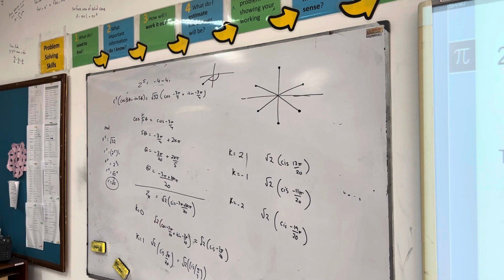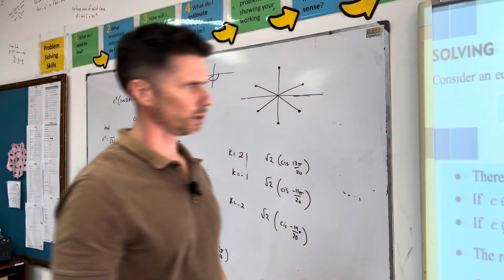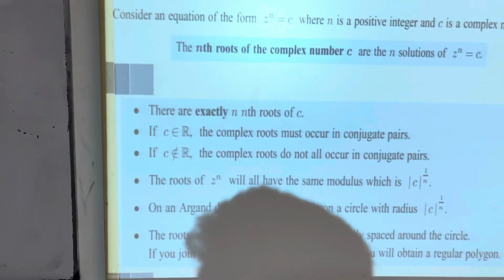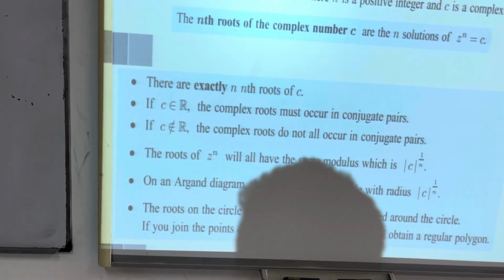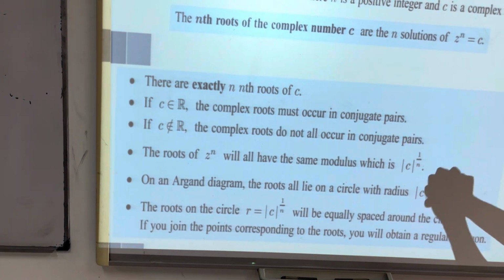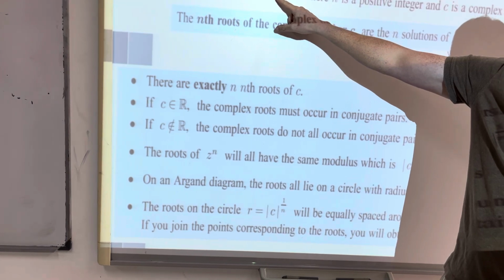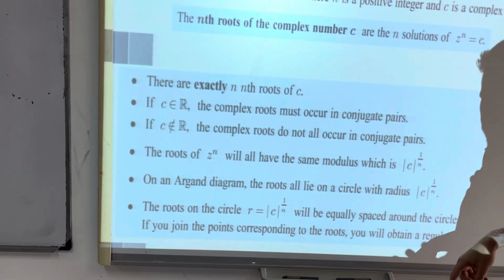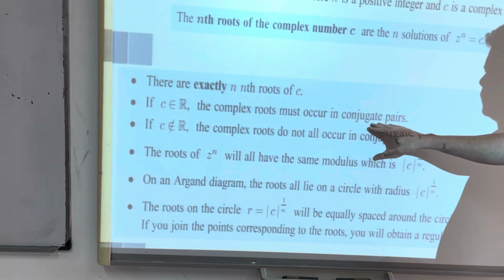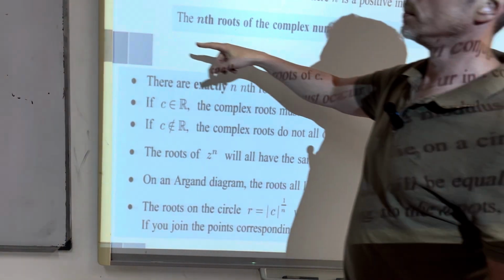Okay, so some of the properties that you noticed, they read a bit weird. There are exactly n roots of c. So it's the power of n. If it's the power of 3, there are 3 roots. We gathered that, the power of 5, there are 5 roots. If c is a real number, they will occur in conjugate pairs. Which is like the negative positive. So it'll form this shape.